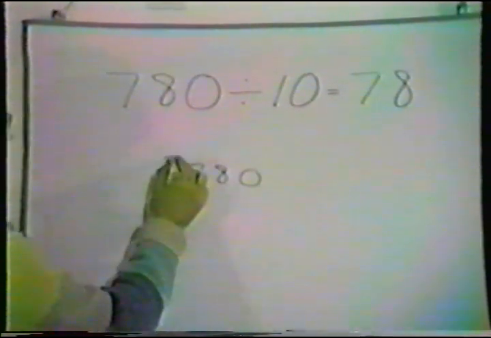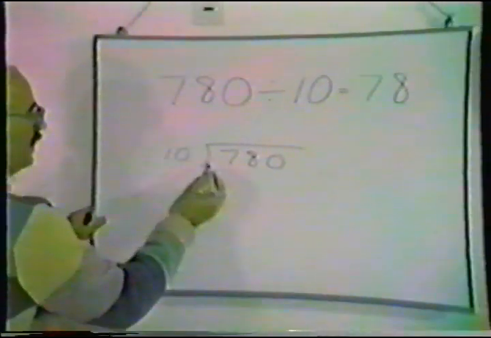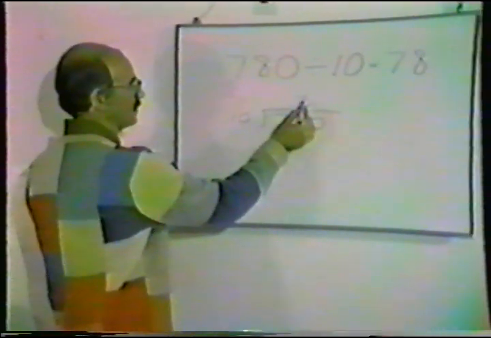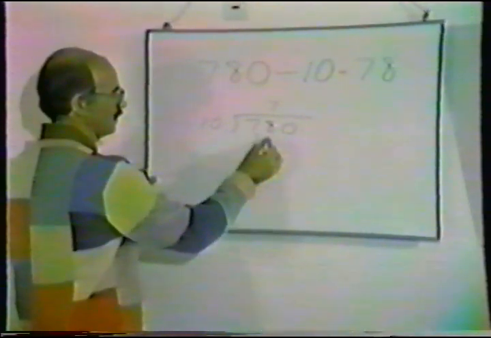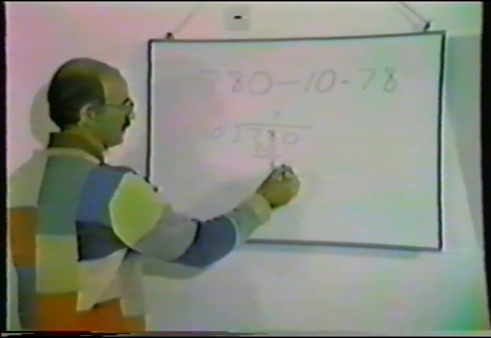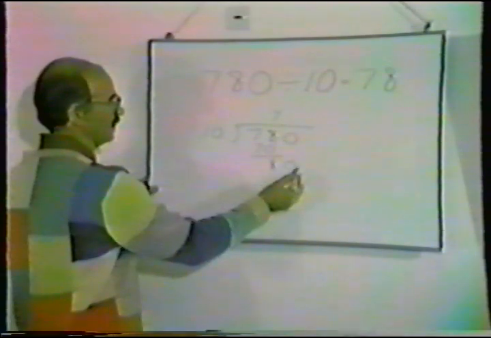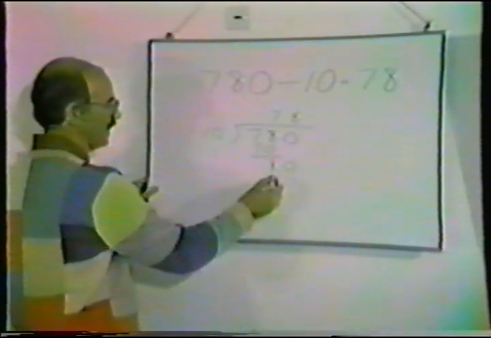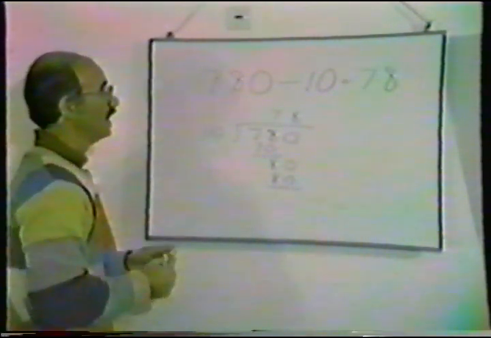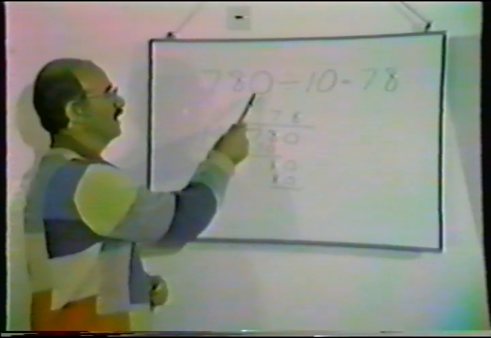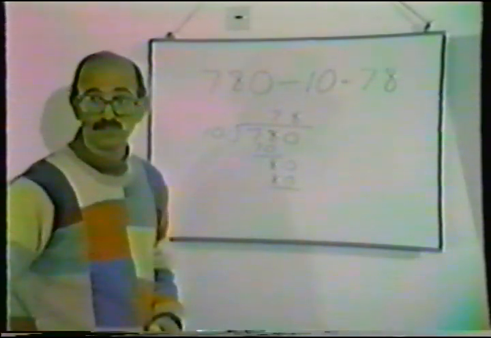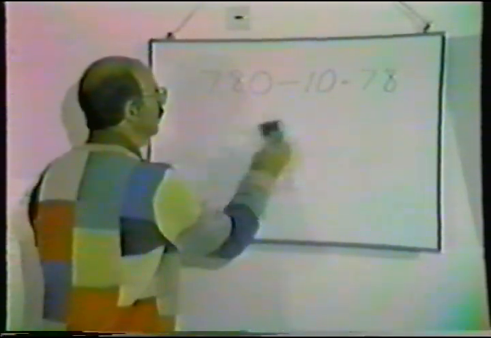780 divided by 10. How many tens in 78? 7. 7 times 10 is? 70. Subtract and get? 8. Bring down the? 0. How many tens in 80? 8. 8 times 10? 80. And we see it did come out to 78. So, if you have a number that ends in 0 and you want to divide it by 10, all you have to do is take off that 0.